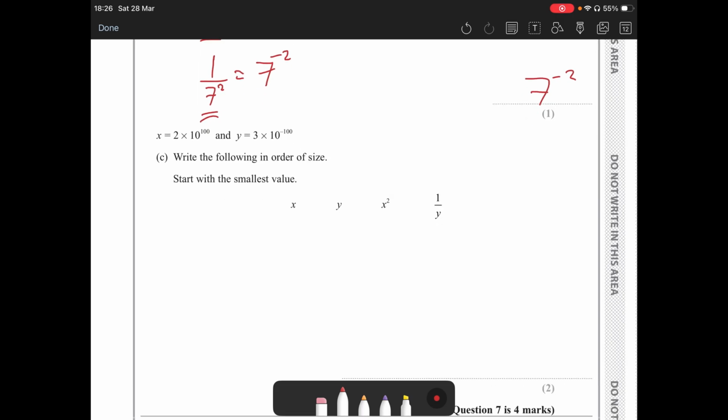C, we're going to write this in order of size. This is an interesting question. So before I get into things, standard form. x squared will be 2 times 10 to the 100 times 2 times 10 to the 100. So it will be 4 times 10 to the 200. Remember, you add the powers. Again, you could type this in a calculator, but whatever. So that's x squared.